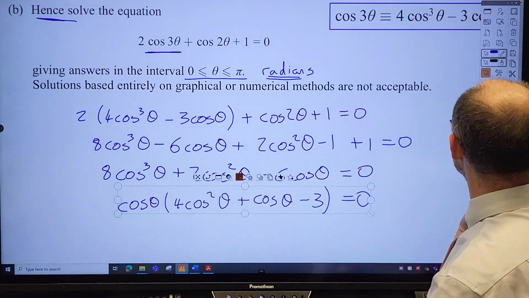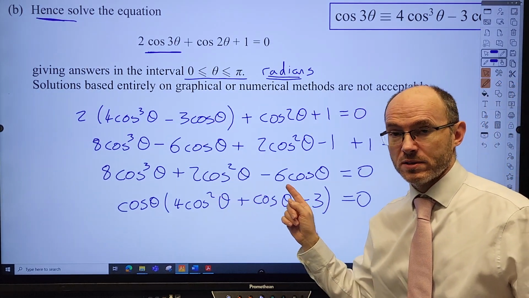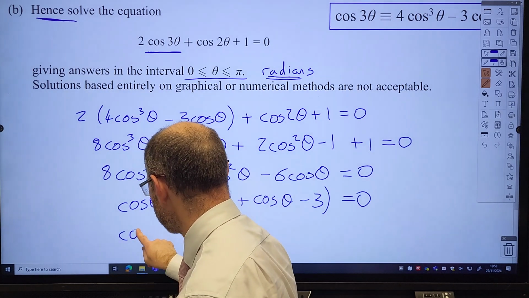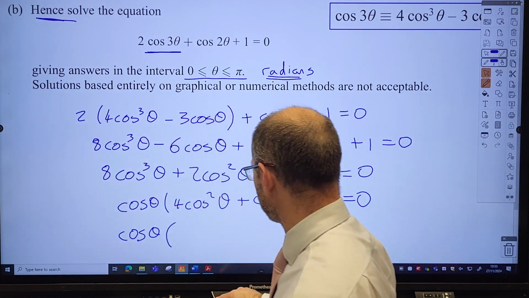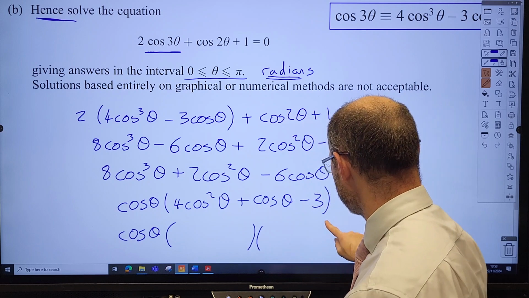And then we just go ahead with that. So now we've got a quadratic, which is less scary for some of you. Factorising is usually the way to go with these.